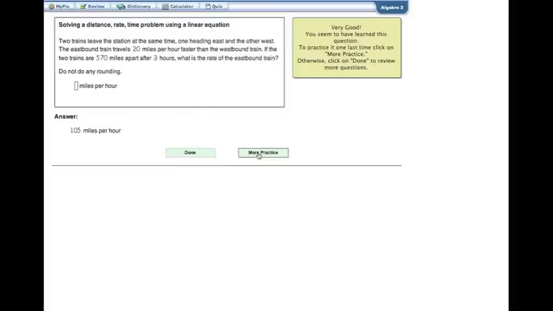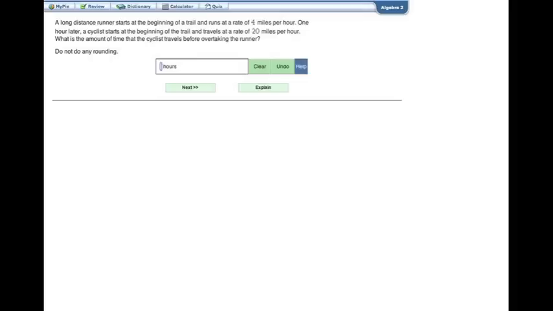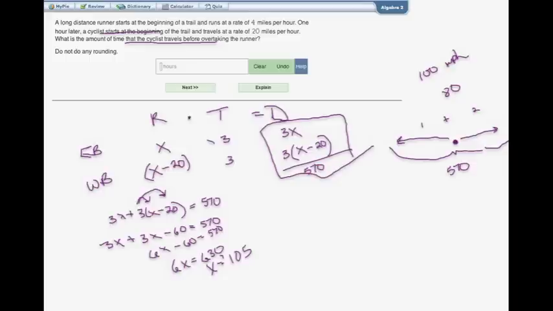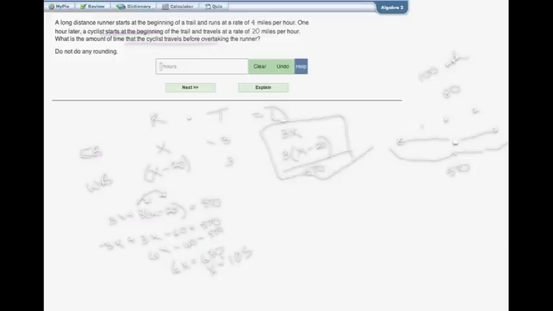All right, let's do another one. A long-distance runner starts at the beginning of a trail and runs at a rate of 4 miles per hour. 1 hour later, a cyclist starts at the beginning of the trail and travels at a rate of 20 miles per hour. What is the amount of time that the cyclist travels before overtaking the runner? Do not do any rounding.